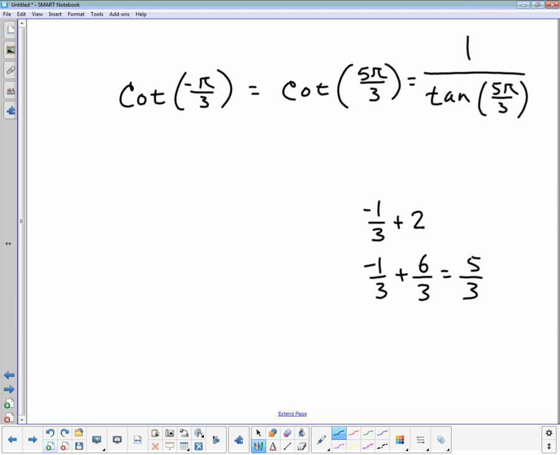What do you got? Negative radical 3. Right. So this is 1 all over negative radical 3, which becomes negative square root of 3 all over 3, which is a small negative value.